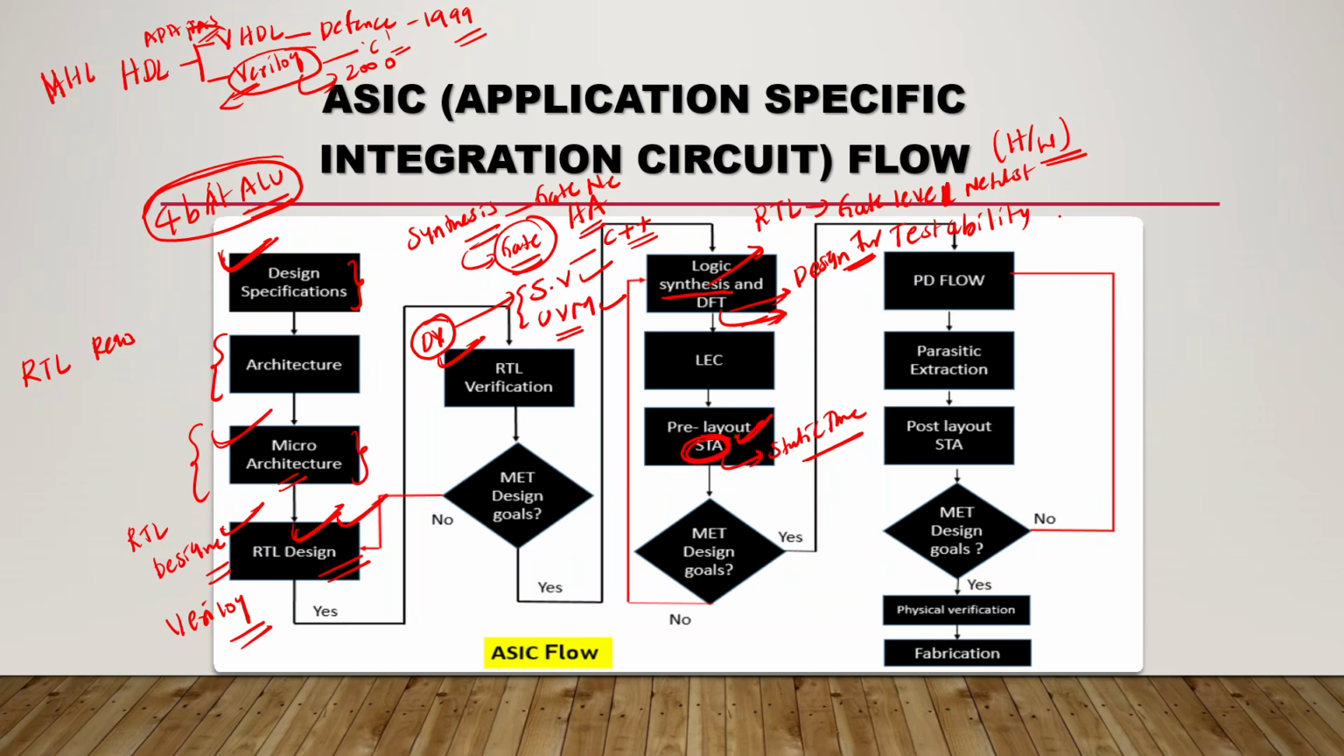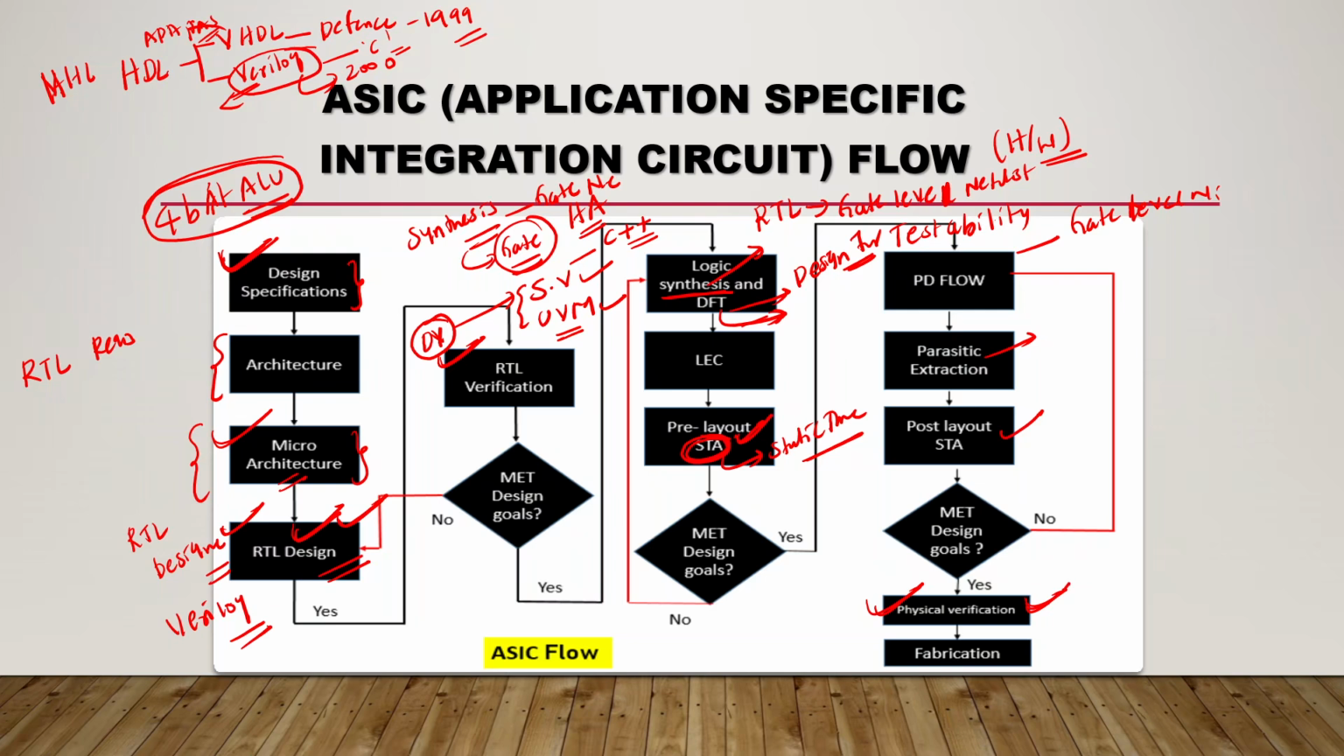What is the input for the PD flow? The input for the PD flow is the gate level netlist, along with parasitic extraction. Parasitics means any capacitors or inductors, which we need to extract. Then post-layout static timing analysis, so you do static timing analysis one more time. If the design is met, you then need to do physical verification, so physical verification engineers are also there.